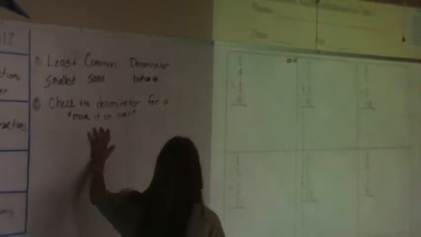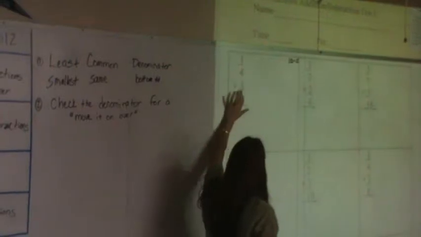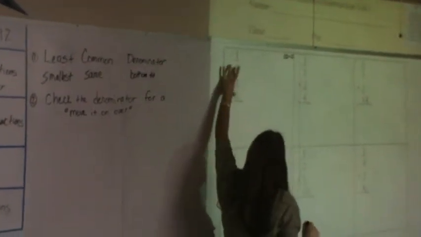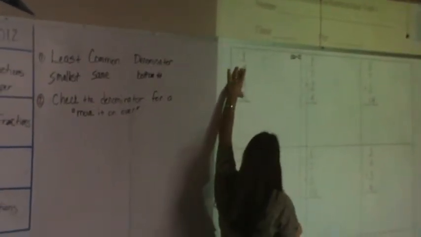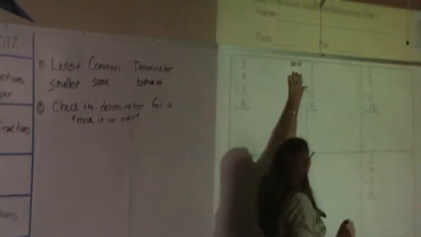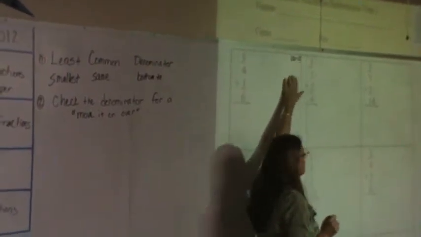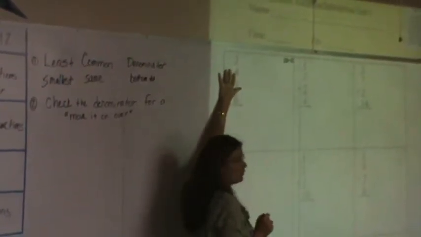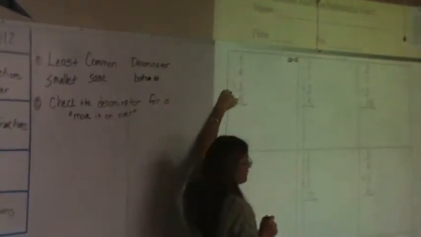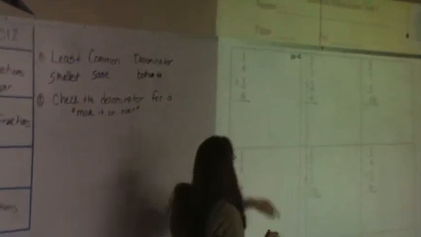Okay, so right now you guys don't know what a move it on over is because that's my term. But what we're going to do is check the denominators of both of our fractions that we're adding, and see if either of them is already our least common denominator. Is this already a 12? No. Is this already a 12? No. So we're going to skip this step for right now. We're going to go to step 3.